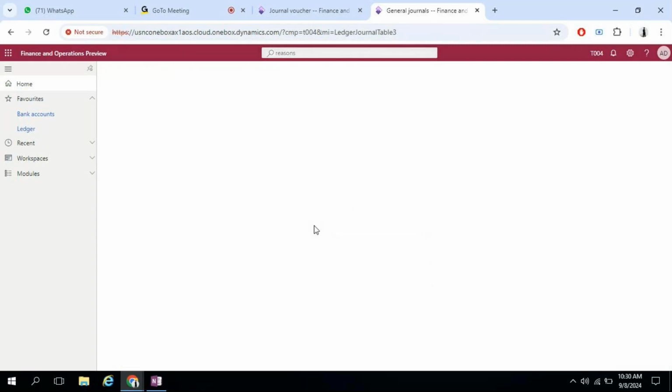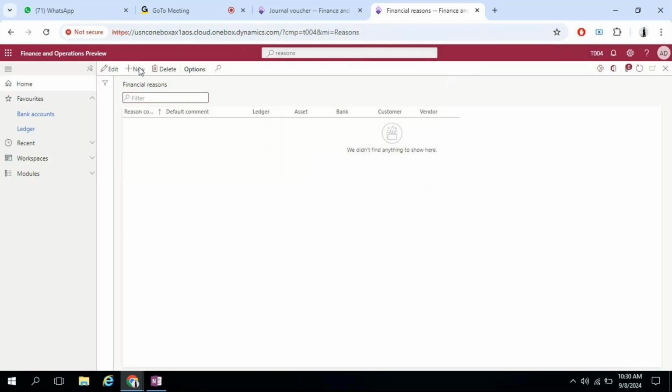This is the financial regions. So click on the financial region. Region code, let's say for example, the region of the posting of the journal is finance. Okay, finance activity. So for the finance activity, it will be enabled.